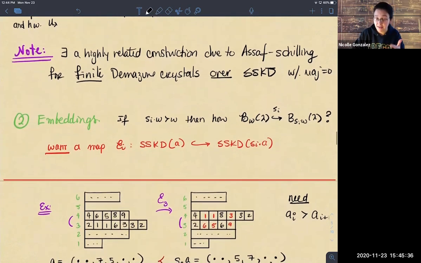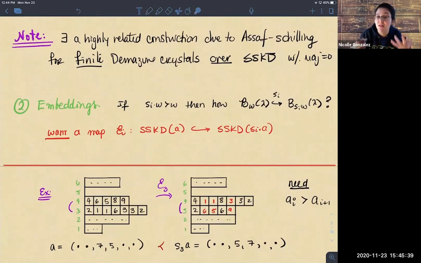Now let's go back to this embedding, which I was getting at. So how do we realize the embedding? What we want is a map that's going to embed the vertices of one crystal here, of W lambda, under the action of S_i, under the action of the symmetric group, into the crystal where the shape is precisely altered by that S_i, right? Which is equivalent to saying we want an embedding from this set of semi-standard key tabloids of shape A into semi-standard key tabloids of shape S_i times A, right?